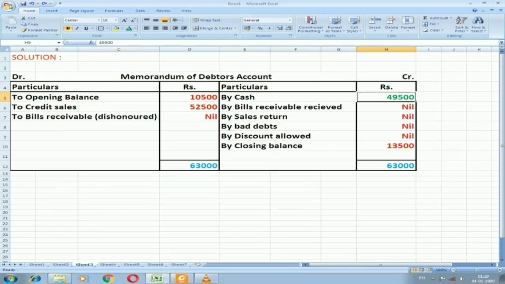So already I have entered the values also. Opening balance we have 10,500, credit sales we have 52,500, and then we have closing balance of 13,500. Only three items they have mentioned in the illustration. Apart from that, we didn't have any other information, so all will be nil. Total will be the same on debit side and on credit side. The missing information we required is cash received from debtors. That will be the amount of 49,500.